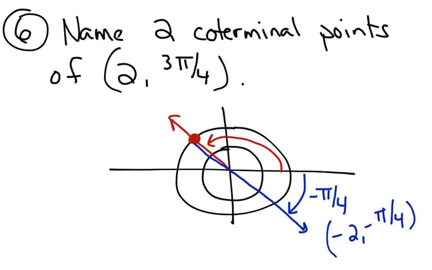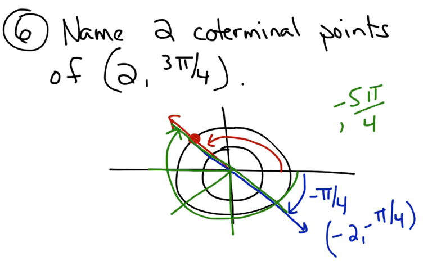Another way of doing this problem is to go all the way this direction. So if this is negative pi over 4, negative 2 pi over 4, negative 3 pi over 4, negative 4 pi over 4, that would be negative 5 pi over 4. So I could also go negative 5 pi over 4 and then go 2 out. And that would be another coterminal angle. There are other ways of doing this, but this is the most straightforward way to find coterminal angles.